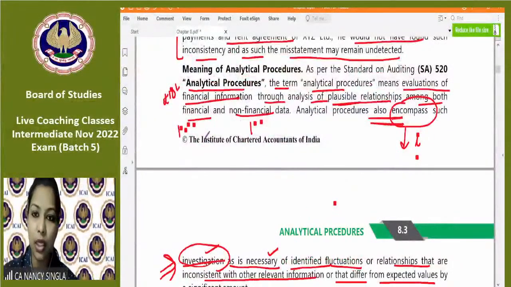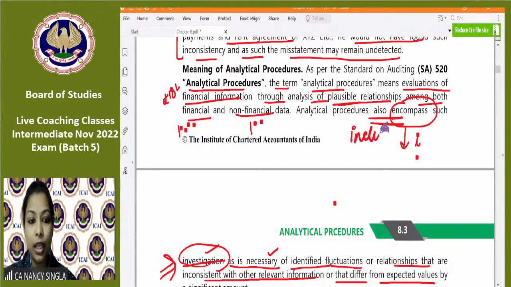It is given by SA 520, which says evaluation of financial information. Keep that salary example in your mind. Through analysis of plausible relationships among both financial and non-financial data. Then if there is any fluctuation, you should not ignore it. Analytical procedure also encompasses what?